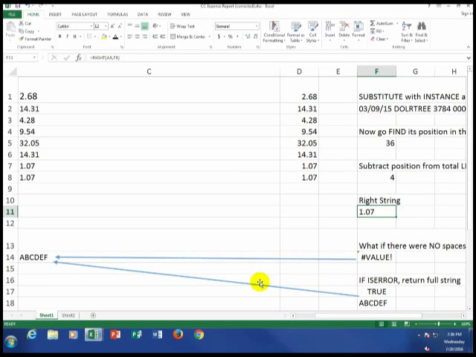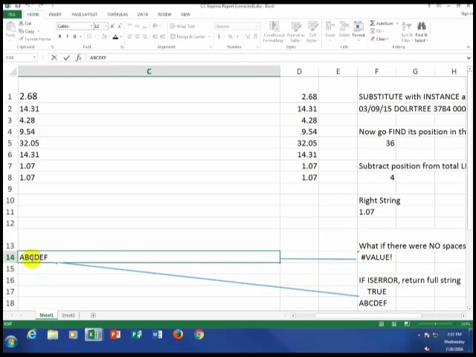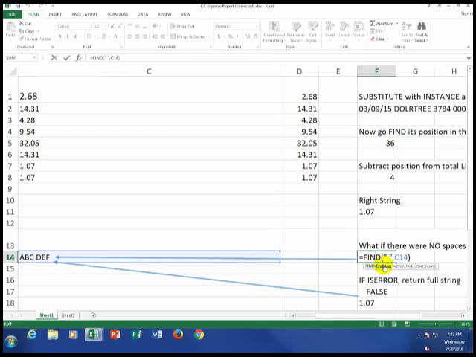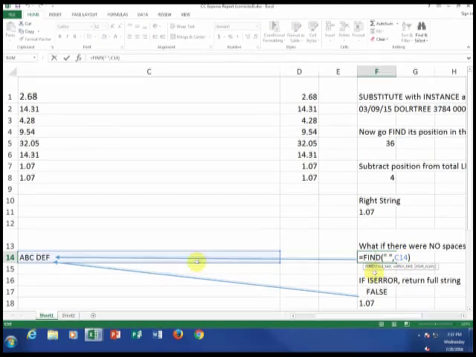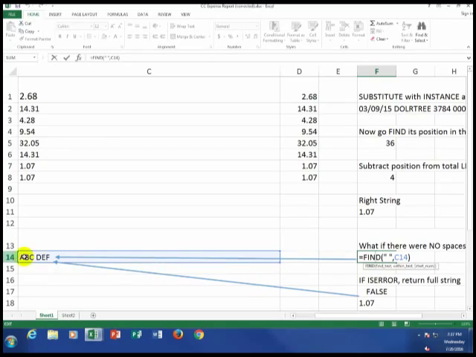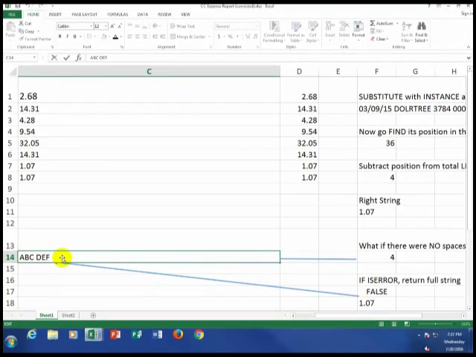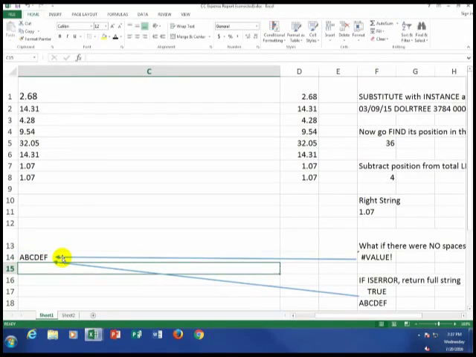I'm referring to A, B, C, D, E, F. There is no space in that string. What happens if I put a space in it? It does whatever it's supposed to do, and that is to find the space within C14. So it has a space, and it found it left to right, 1, 2, 3, 4. But if I take out the space, there are no spaces, therefore you get an error.